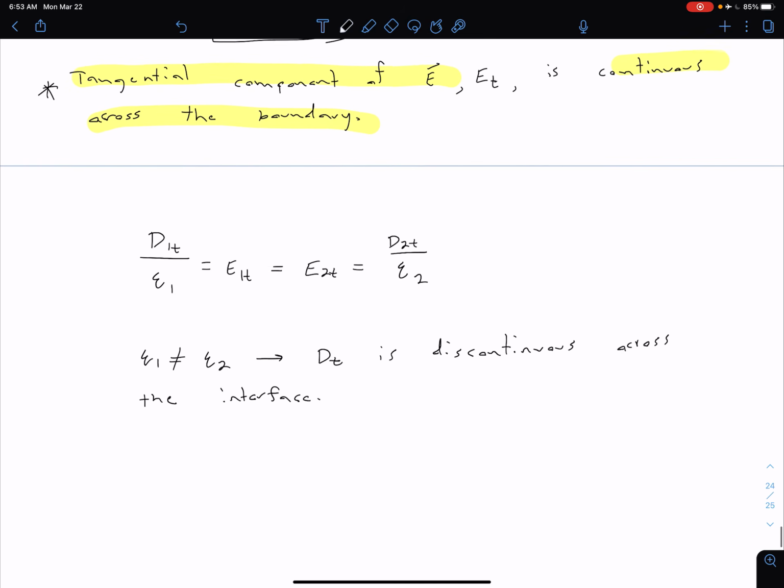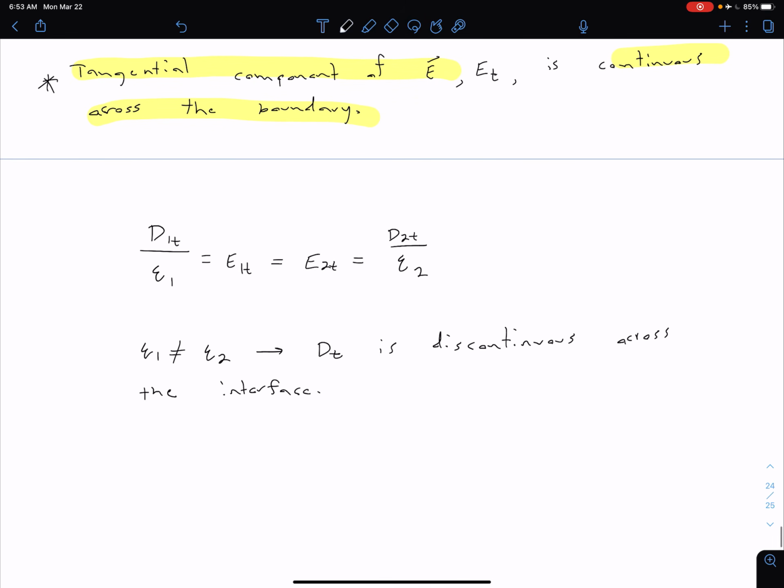And in the next video, we're going to see how we can relate our electric flux density across the two regions as well. And so with those two pieces of information, we then know how to relate our fields in region 1 to our fields in region 2.